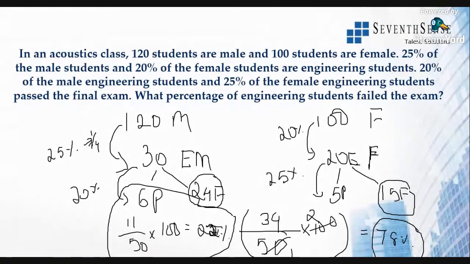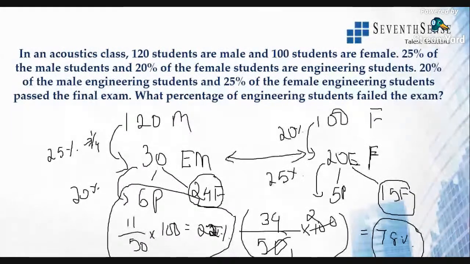Similarly, female 20% are engineering. So 20% in the sense out of 100 it is 20 there. So 20 female engineering students. So total engineering students will be 30 plus 20, which is 50. 50 engineering students. Amongst those, 20% of the male and 25% of the female passed the final exam. So 20% of the male is 6. That is 10% is 3, 20% is 6.